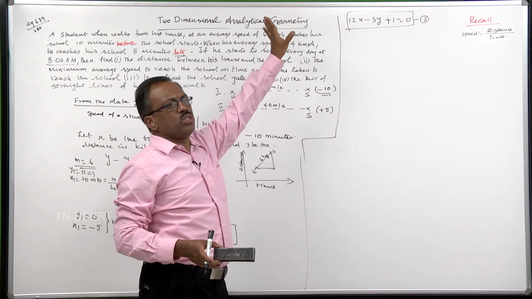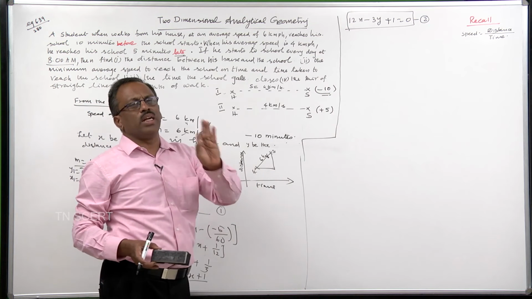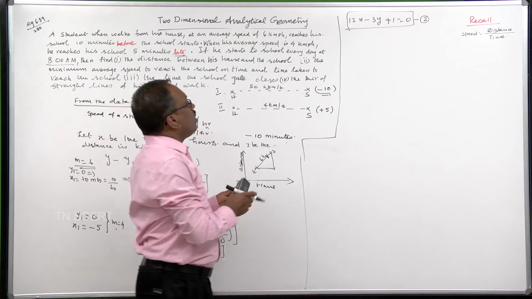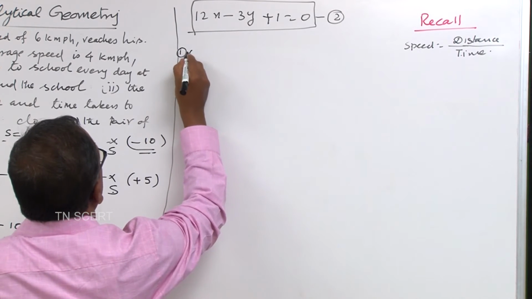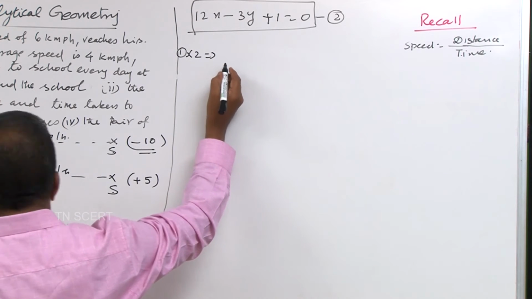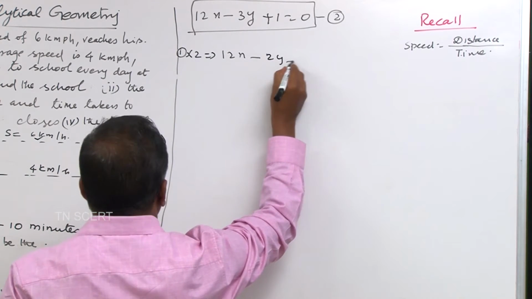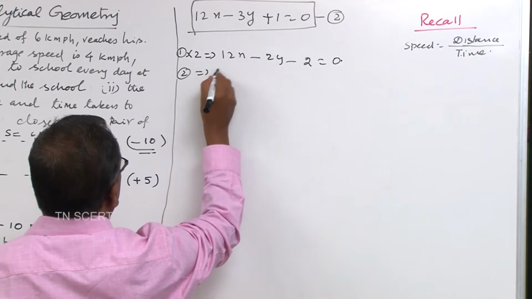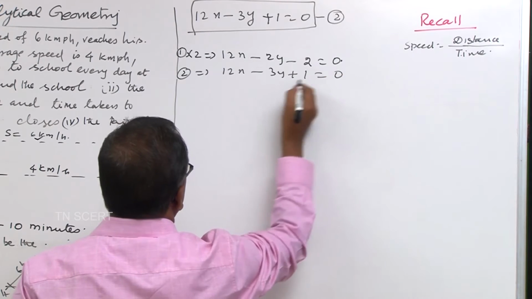Solve these two equations, and you are going to get the distance as well as the time to the school. So what is the first equation here? First equation into 2, which means 12x minus 2y minus 2 is equal to 0. What is the second equation? 12x minus 3y plus 1 is equal to 0.